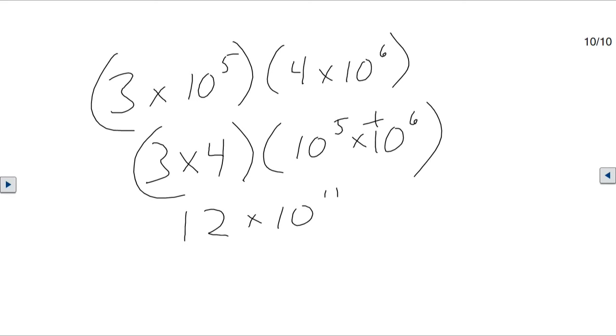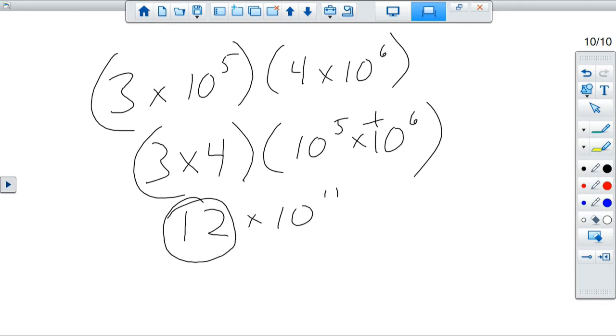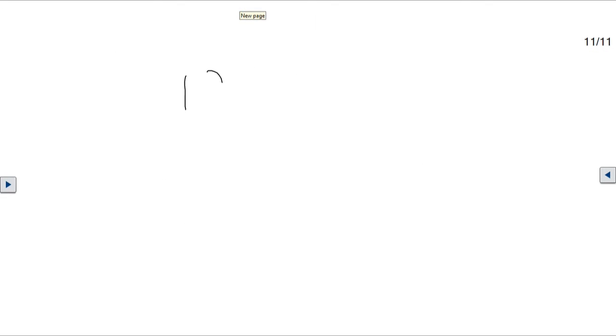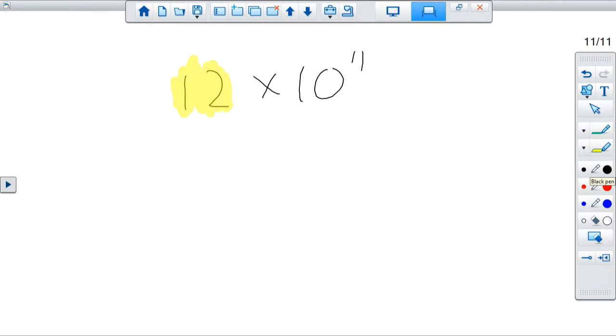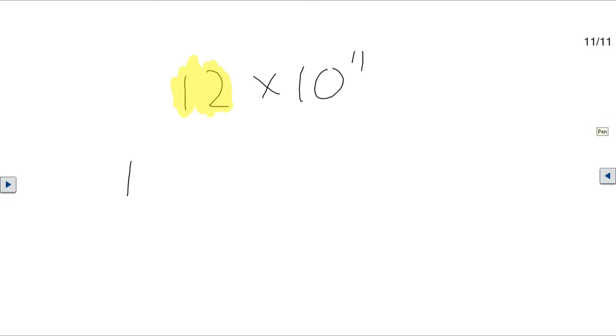Again, we want to add our exponents. Now that's not in scientific notation. That front number is too big. It's got to be at least 1 and less than 10. So we've got 12 times 10 to the 11th. Similar to when we divided, we're going to have to make an adjustment here. We want to take that number 12 and rewrite it in scientific notation. That's the part that's getting messed up here.